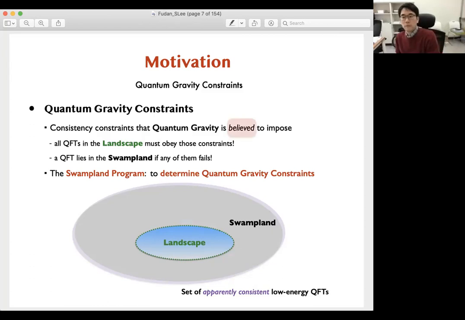Before proceeding further, I would like you to notice that the word believed is inserted up here. This is to emphasize that these constraints are actually conjectural constraints. So for this reason, they are often called quantum gravity conjectures. While it's exciting for sure to explore interesting consequences of these constraints, we must also make sure that the constraints are indeed valid. We may then apply them eventually to our universe to constrain the new physics effect, for instance.